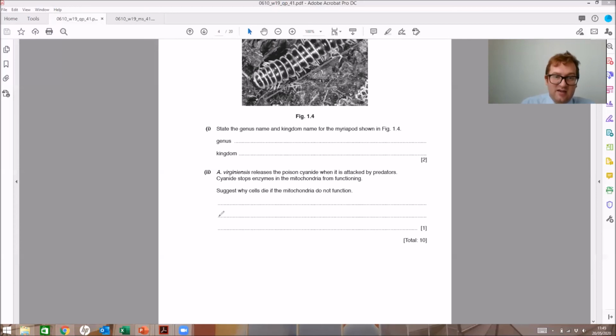So the answer is that there would be no aerobic respiration occurring, and as a result, no energy released for life processes. It's important to use this word released.